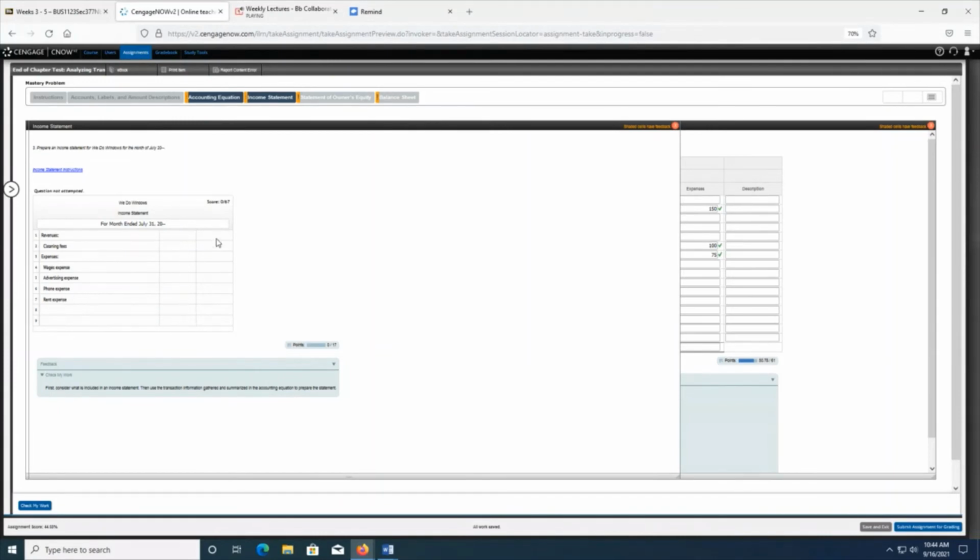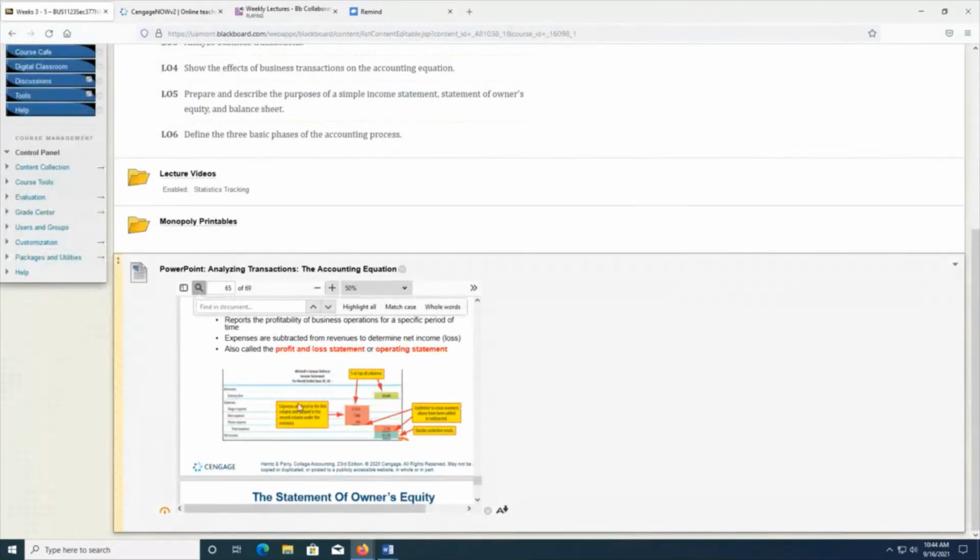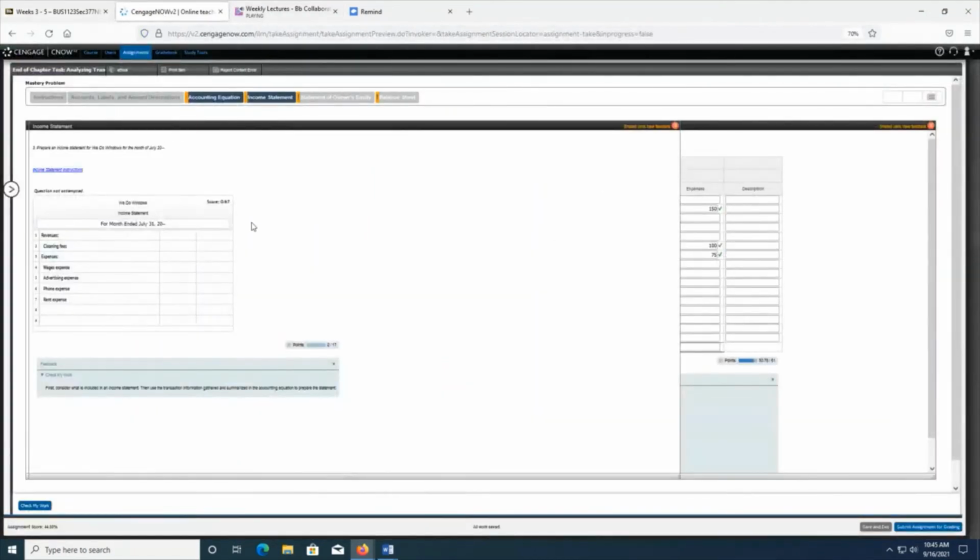And now which side do we want to put it on, here or this side? That's where we go back to the PowerPoint and look. Okay, so revenues are on the right side, and expenses are going to be on the left side for some of it. So it gets kind of tricky. I'm going to try not to be as tricky. So let's say the delivery fees, or our cleaning fees, they're going to be over here.